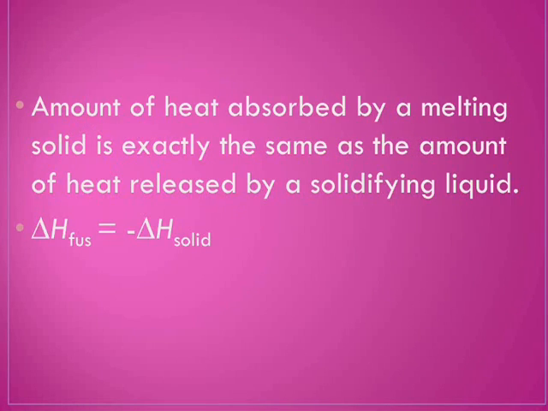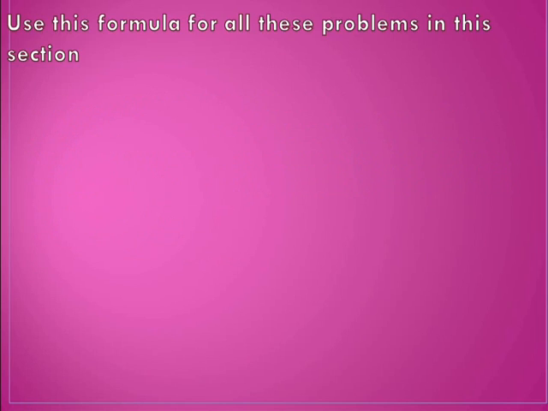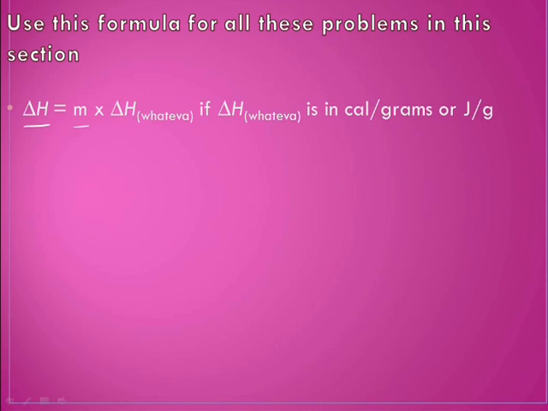Now the amount of heat absorbed by a melting solid is exactly the same as the amount of heat released by a solidifying liquid, as we just mentioned. So equal but opposite sign. We're going to use this formula for all these problems in this section. The heat equals mass times delta H of whatever, if this constant is in calories per gram or joules per gram. So this would be mass. And so that means the heat released is the mass times delta H whatever.